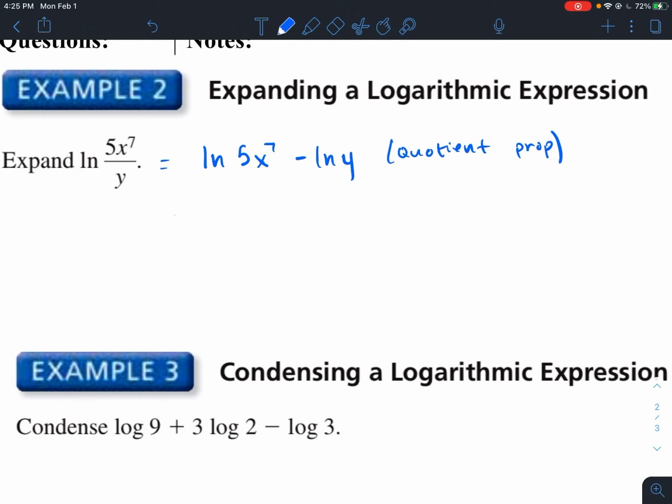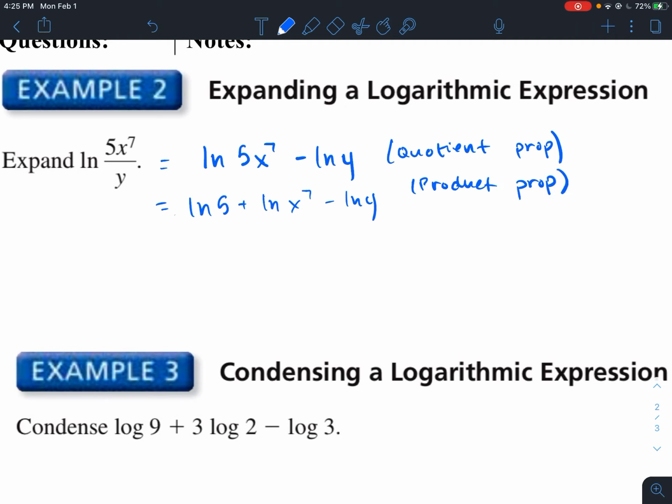Okay, now let's use the product property. Because these are being multiplied, this then becomes equal to the natural log of 5 plus the natural log of x to the 7th minus the natural log of y. So here I use the product property.